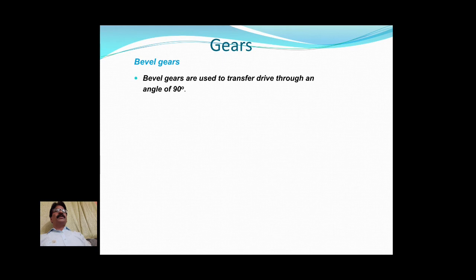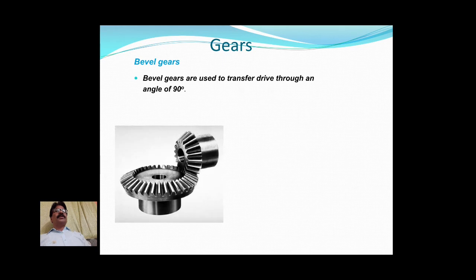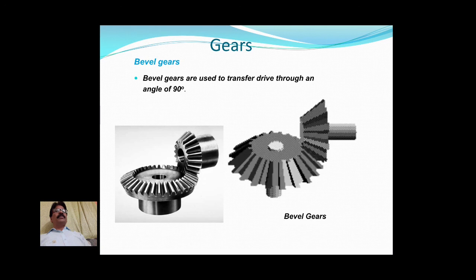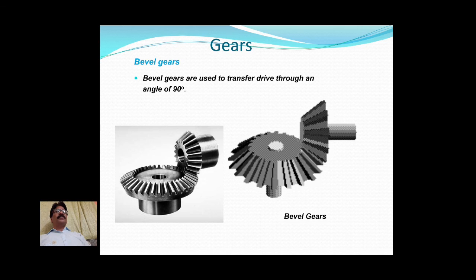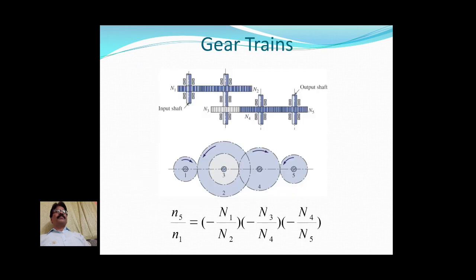Then there are the bevel gears. Bevel gears are used to transfer the drive through an angle of 90 degrees. In the animated view, you can see the working of bevel gears. In your examination, you will be asked about the different types of gears and you will have to draw these particular diagrams. When asked in your examination, you will have to explain these gears and their working.